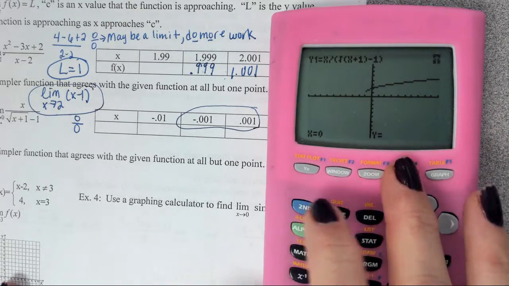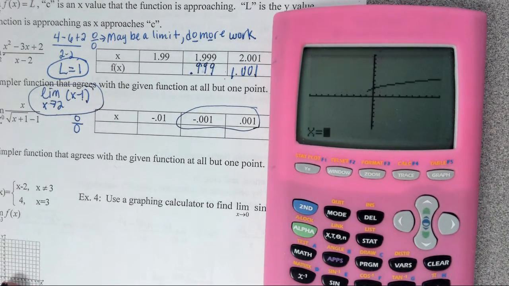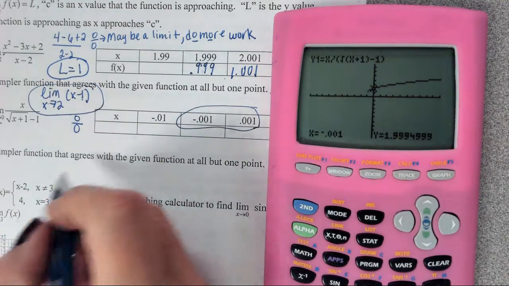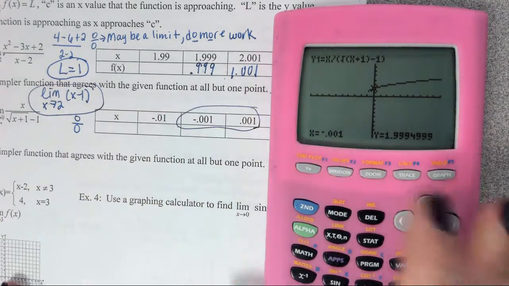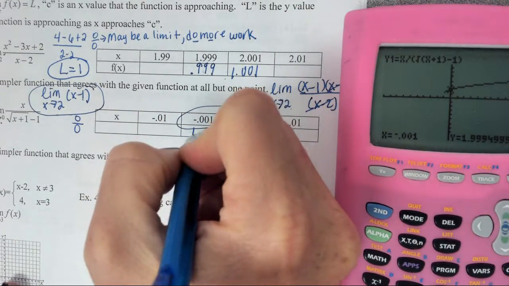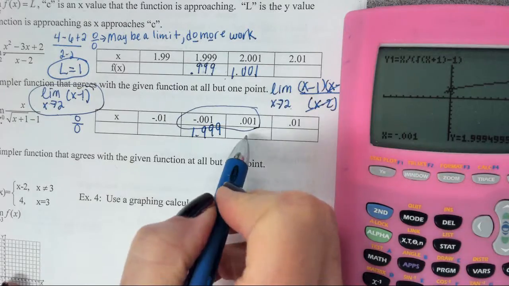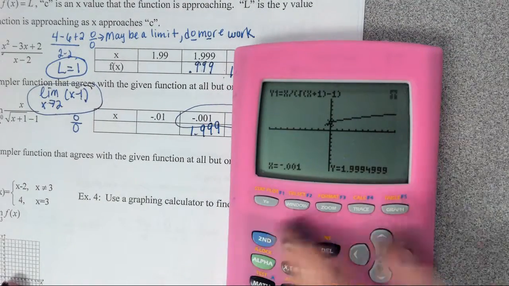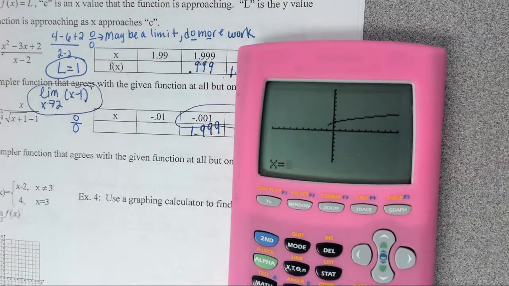So I'm going to do second, calculate a value of negative 0.001, and we get this, 1.999. Just to double check, we'll see what happens if we put in positive 0.001.